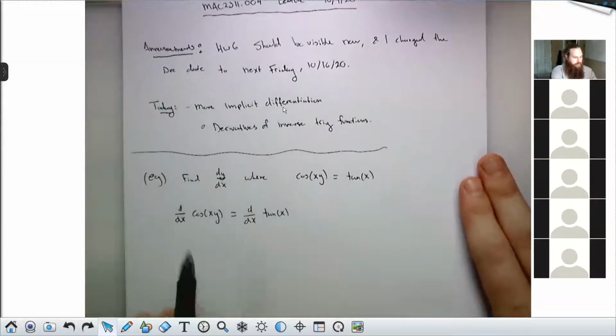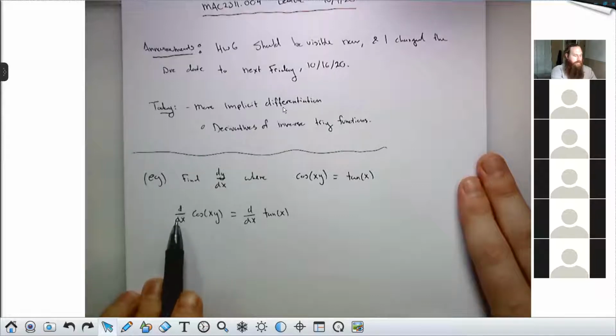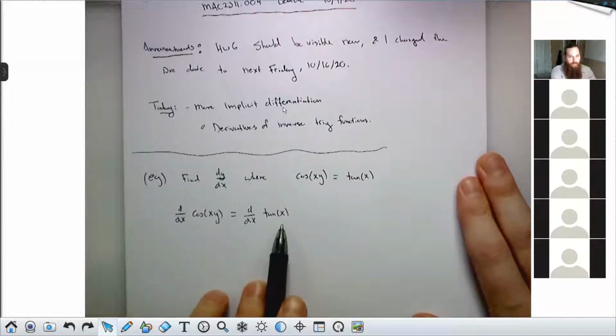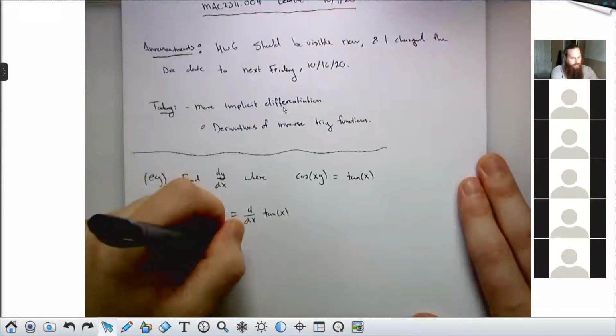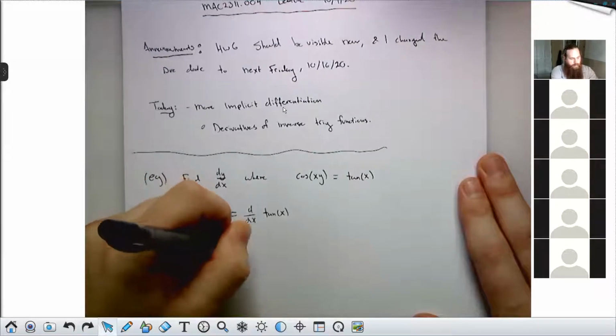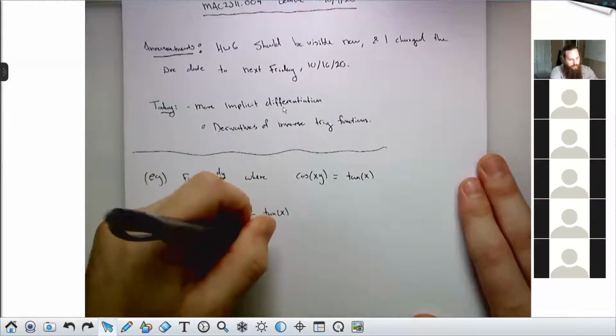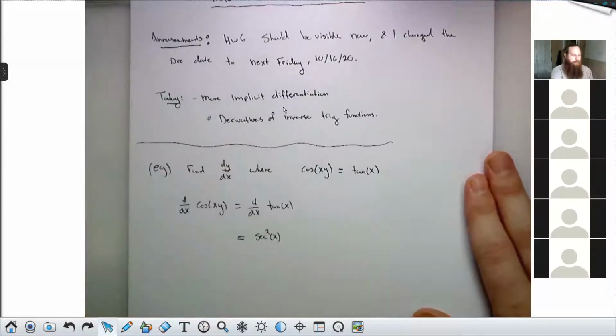So on the left-hand side here, there's going to be a meaningful amount of chain rule and product rule work that we need to do. The right-hand side is a little bit easier to compute, so let's start with that. The derivative d dx of tangent x is secant squared of x.